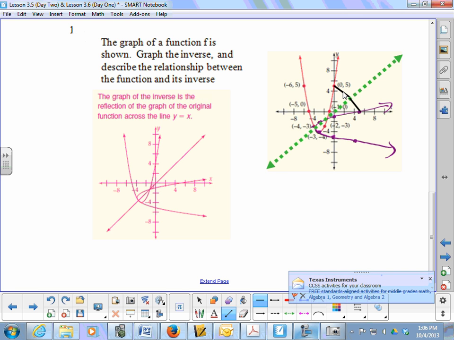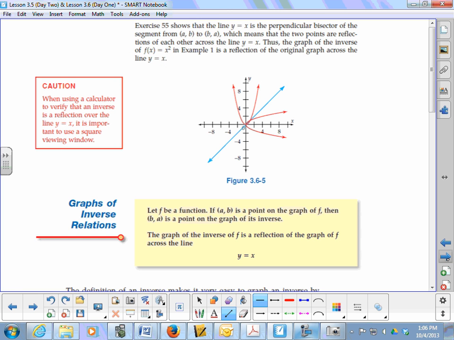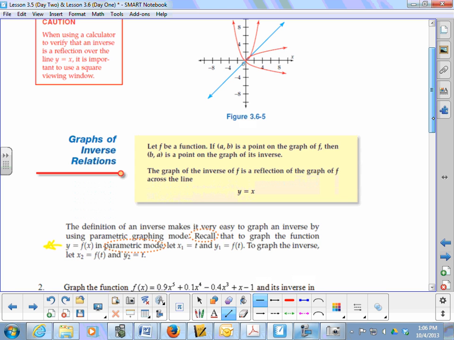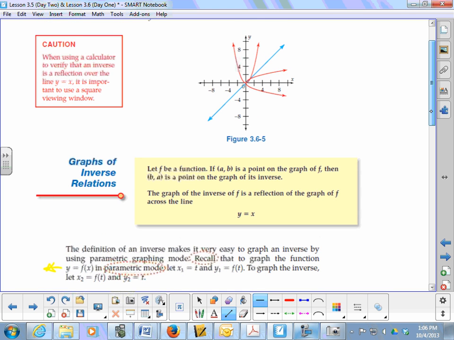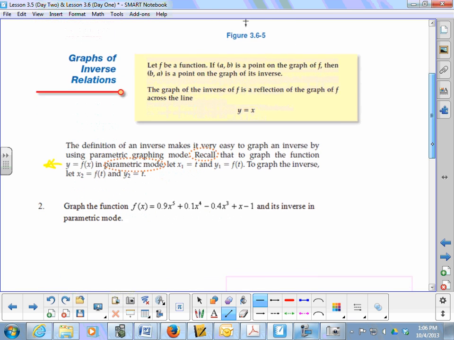Now, in this case, is the inverse a function? No. Is the inverse a function? So the purple one is the inverse. It fails the vertical line test.